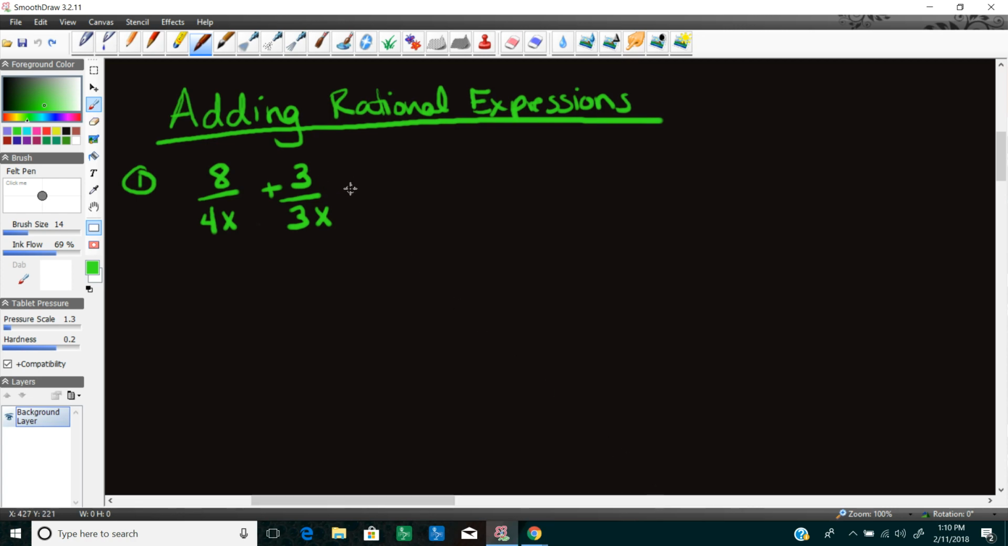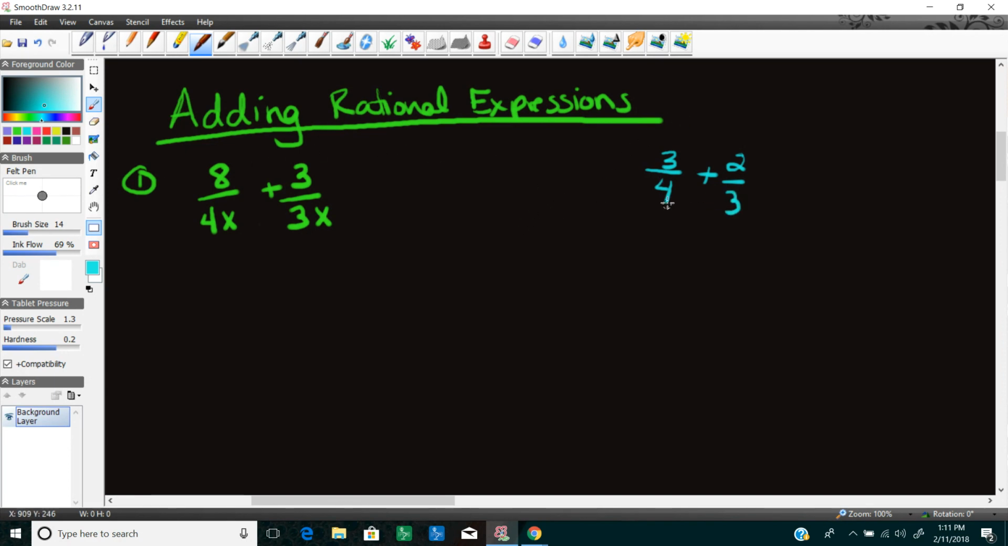In this video, we're going to cover how to add rational expressions. Hopefully by this time we've already gone over how to add regular fractions. If not, here's a quick reminder. Let's say we have something like 3 over 4 plus 2 over, we'll say 3, just for the sake of similarity.